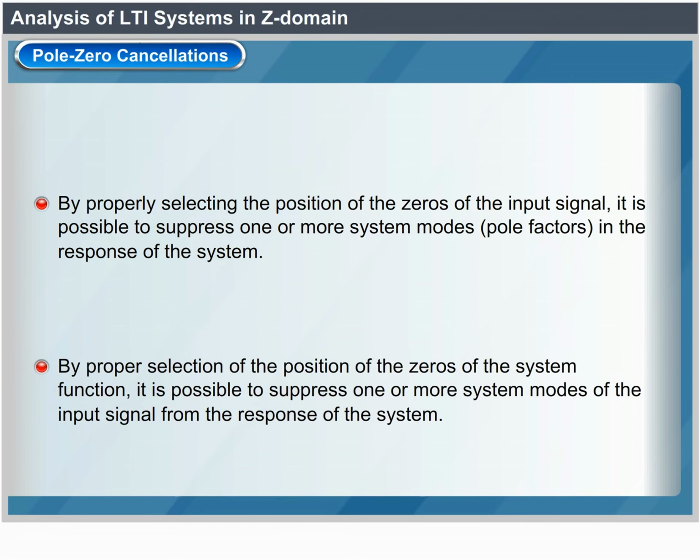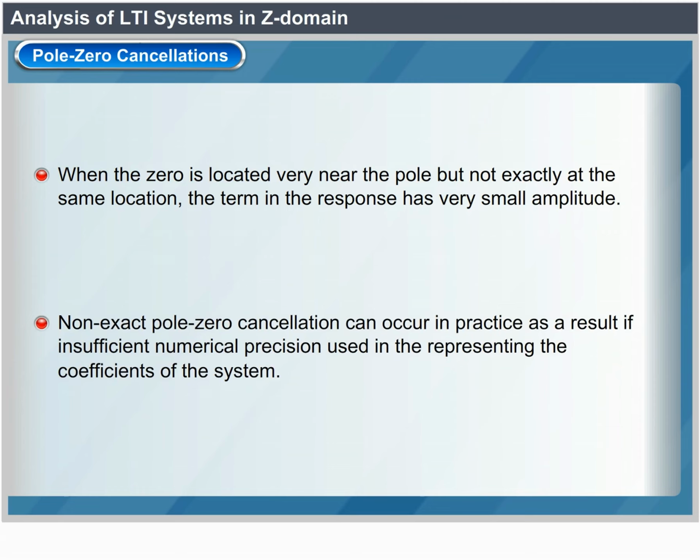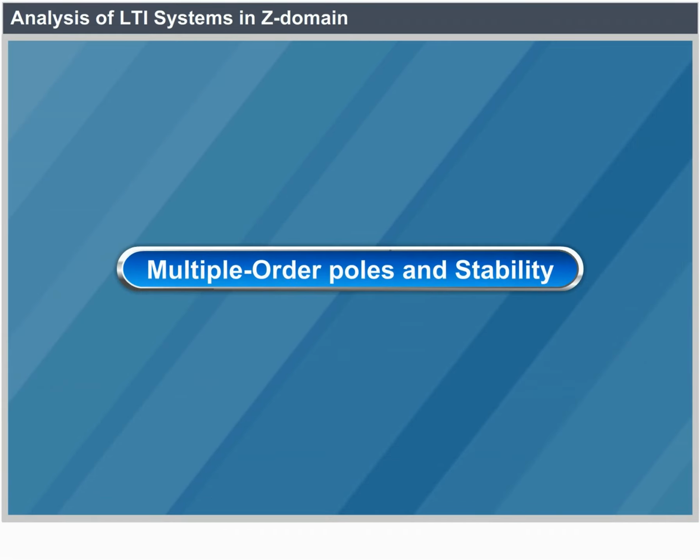By proper selection of the position of the zeros of the system function, it is possible to suppress one or more system modes of the input signal from the response of the system. When the zero is located very near the pole but not exactly at the same location, the term in the response has very small amplitude. Non-exact pole zero cancellation can occur in practice as a result of insufficient numerical precision used in representing the coefficients of the system.